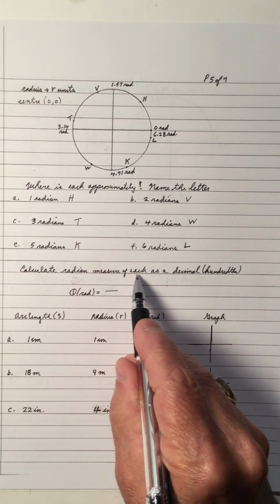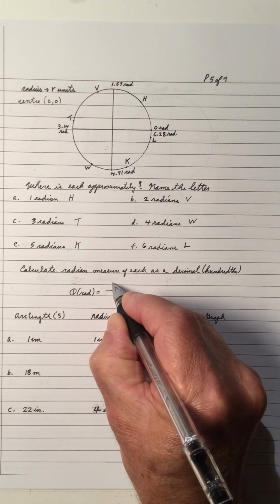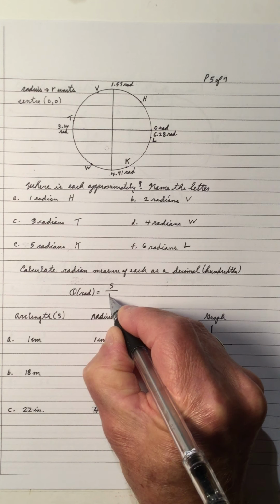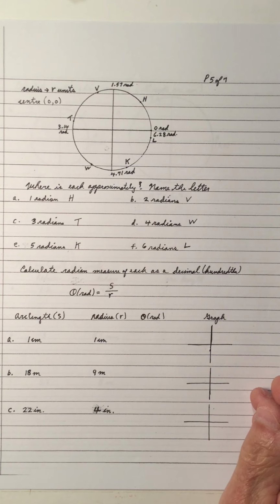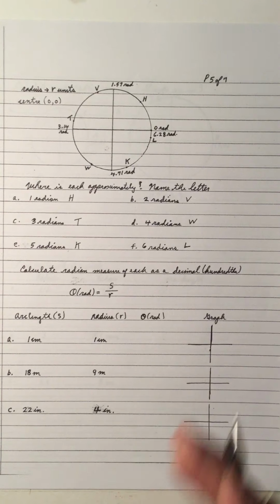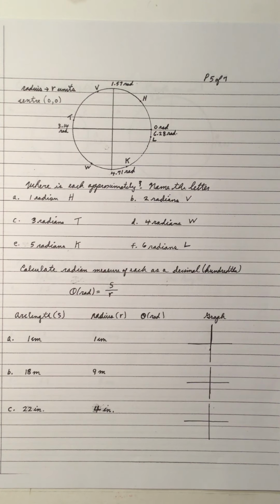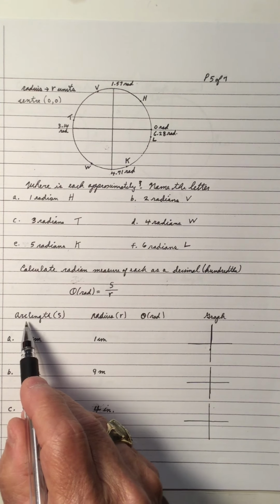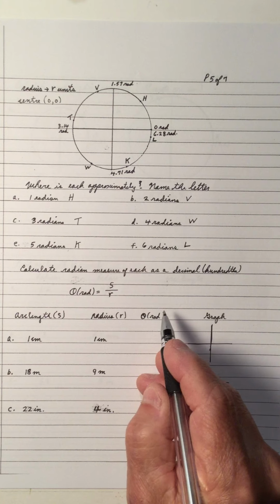Calculate the radian measure of each. A radian is defined as the arc length divided by the radius of the circle. Keep that in mind. I've got to memorize it. So let's do these examples. We have an arc length, we have a radius, and we have the radian measure.